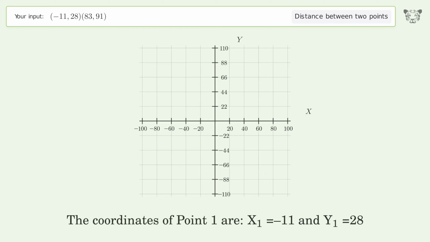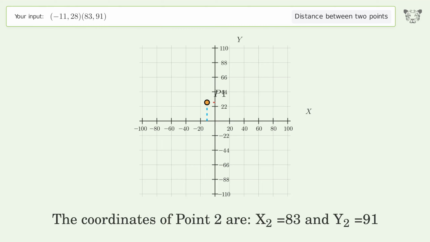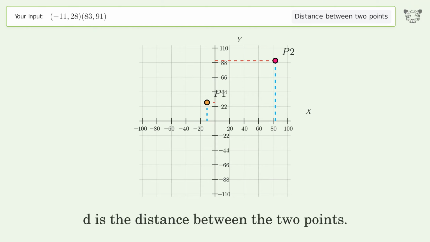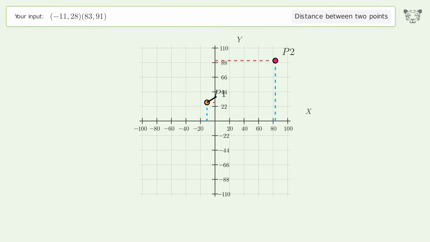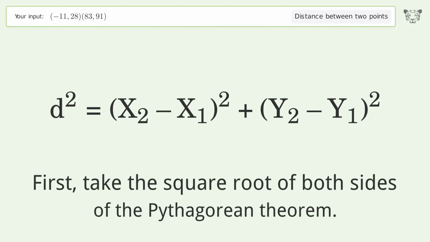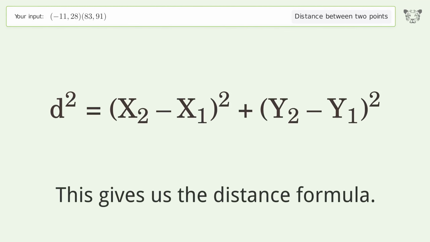The coordinates of point 1 are x1 equals -11 and y1 equals 28. The coordinates of point 2 are x2 equals 83 and y2 equals 91. D is the distance between the 2 points. First, take the square root of both sides of the Pythagorean theorem. This gives us the distance formula.